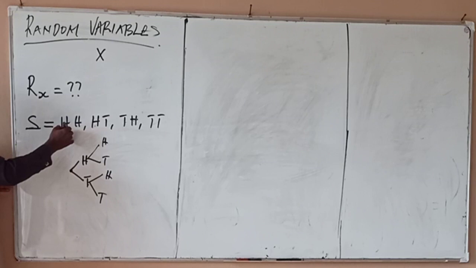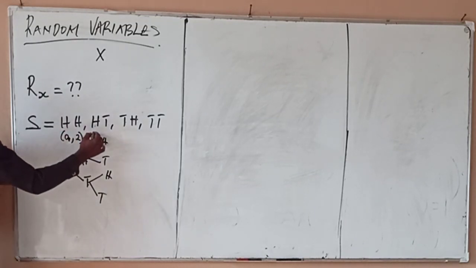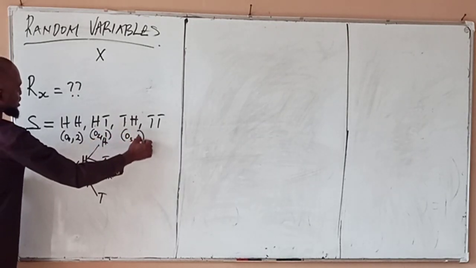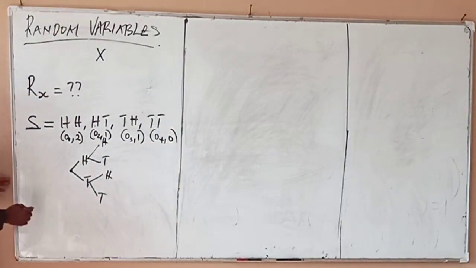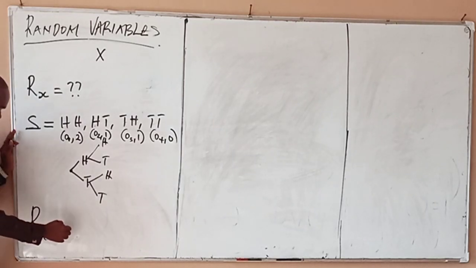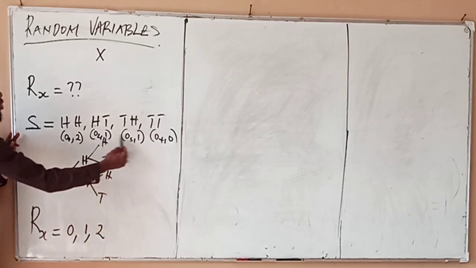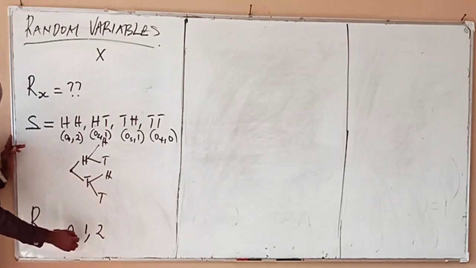The first atom has 2 heads, the second atom has 1 head, the third atom has 1 head, and the fourth atom has 0 heads. So the range space of x, which is the number of heads, will be 0 heads, 1 head, 2 heads. Don't write 1 head twice. This will be the range space of x.